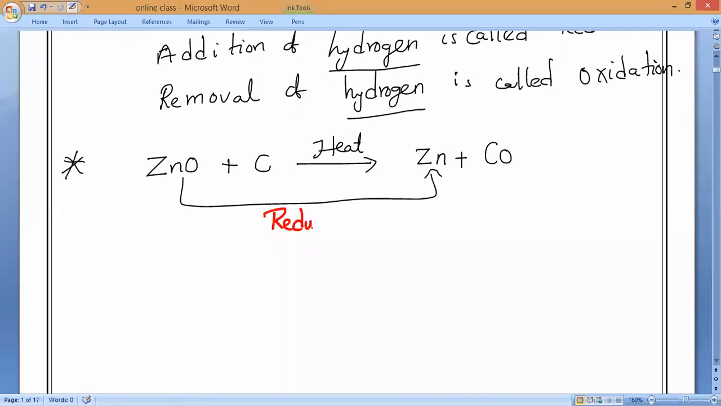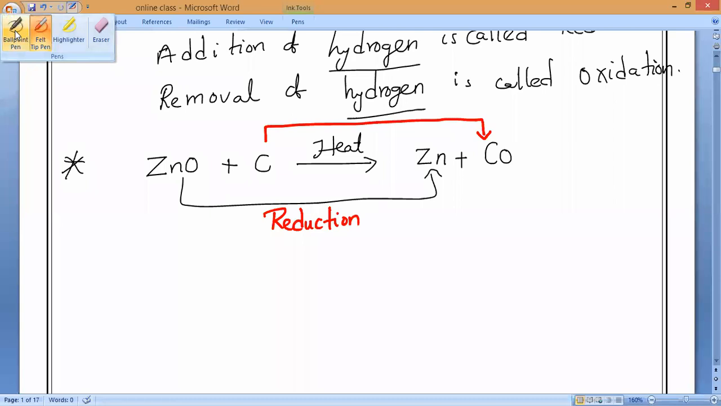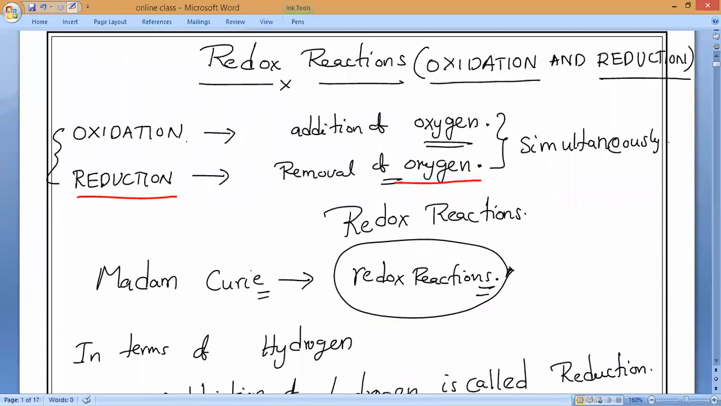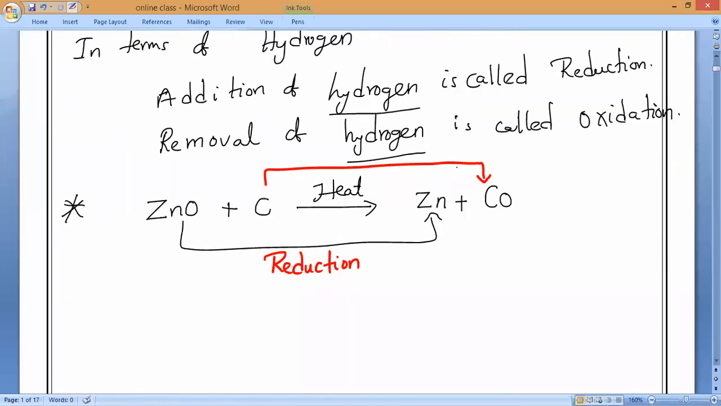A lot of definitions are there, but here we are studying in the form of oxygen. So oxygen is removed, and that is why it is called reduction. Now, if you notice, from carbon to carbon monoxide, oxygen is added. Addition of oxygen is called oxidation. Do you understand what I'm saying? So this is called oxidation.